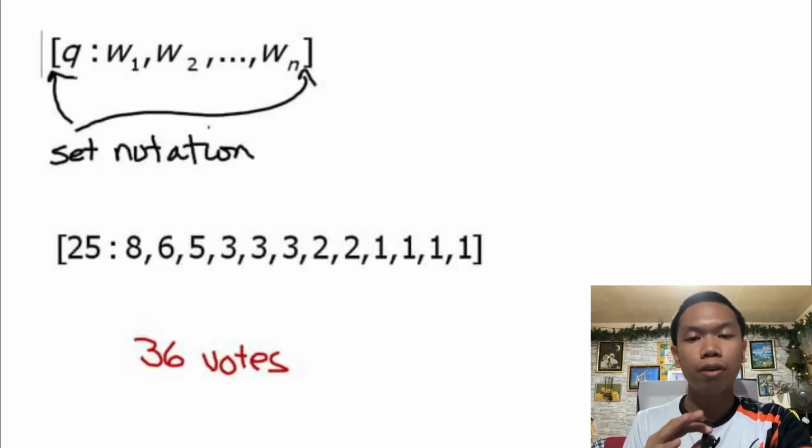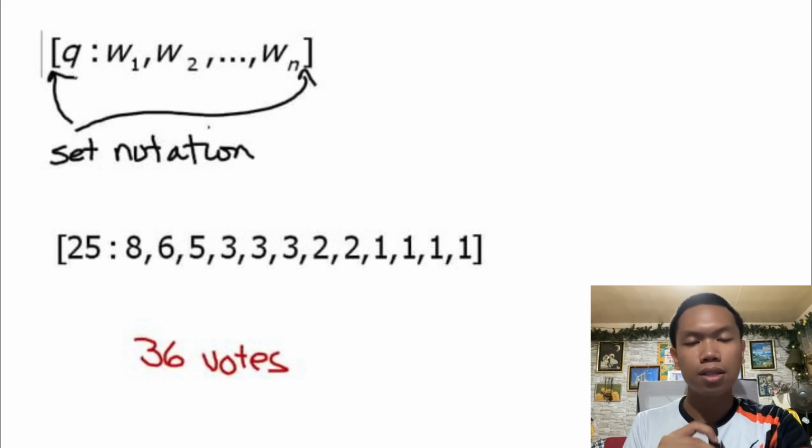And the weighted voting system is commonly written in this form. Bracket Q, which represents the quota, colon W1, W2, which represent the weights, and so on and so forth. An example is 25, which is the quota, and 8, 6, 5, 3, 3, 2, 1 are the weights of the players. If we add all the weights, we get 36 votes.